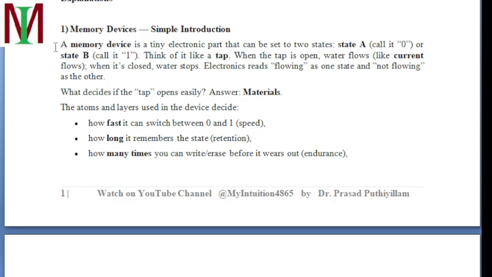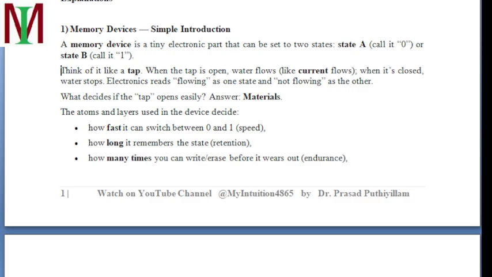A memory device is a very tiny electronic part which can set two states, called the zero state or the one state. Actually, we call it state A or state B. Just think of a water tap. When the tap is open, the water will flow like current flows. When it is closed, the water will stop. So the electronics read this flowing as state 1, and if it is not flowing, then it will read it as a 0.